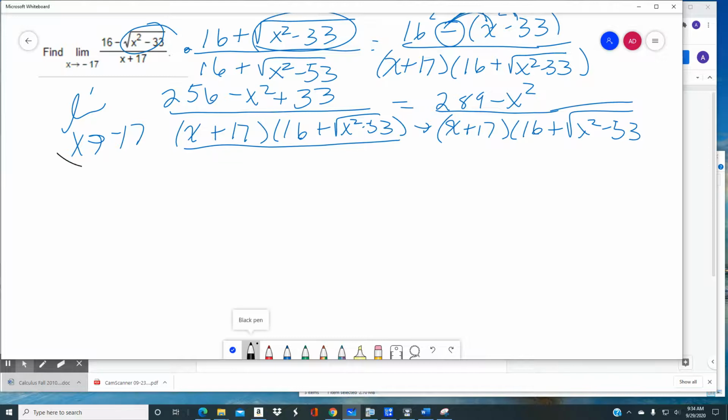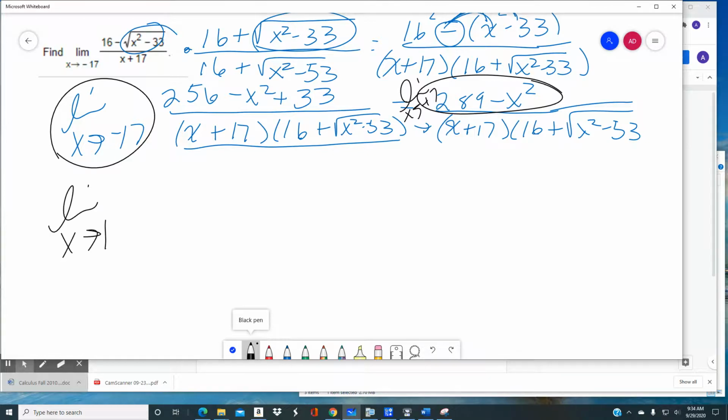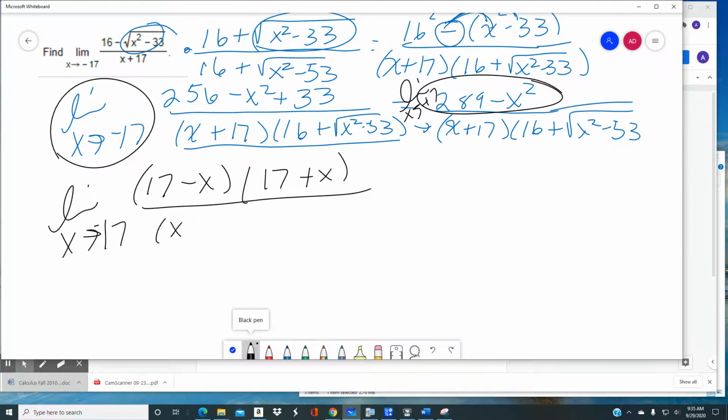Now, some math teachers will get mad because I didn't write the limit as x goes to negative 17. But remember, this is a tutorial video. I'm just trying to kick out some answers here. So 289 minus x squared, if you recall, is the difference of two squares. In my class, we would call that a screamer. 17 minus x, 17 plus x, over 16 plus the square root of x squared minus 33. And now x plus 17 cancels with x plus 17.